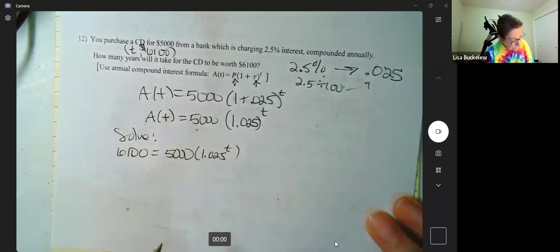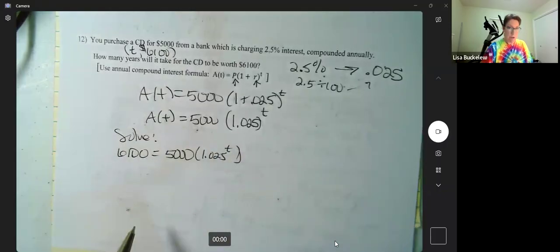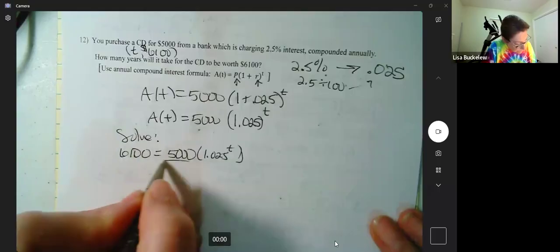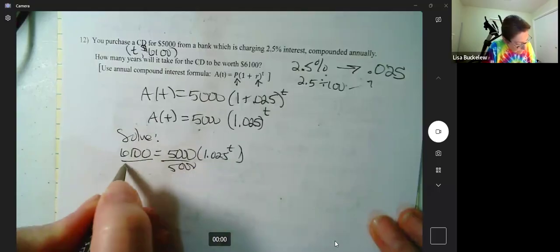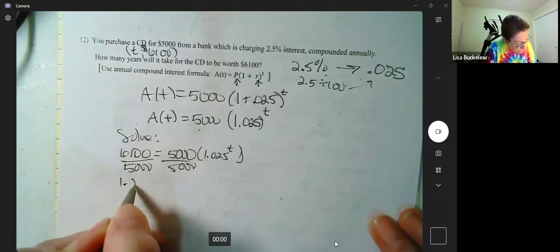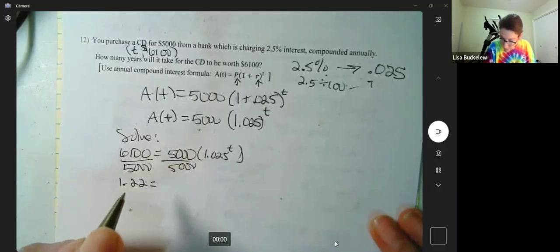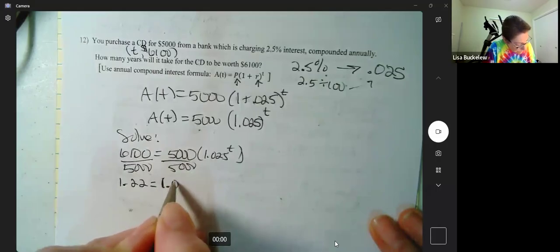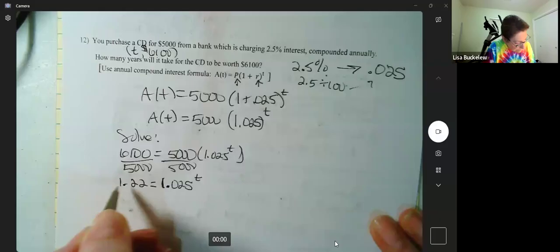0.025 to the t, like that. And then just solve it using algebra. I'll do the graph here in a minute, but I just wanted to try that again. This turns out to be, when you divide both sides by 5,000, that's 1.22 equals 1.025 to the t, like that.